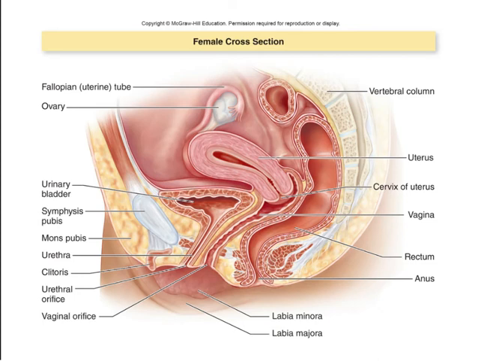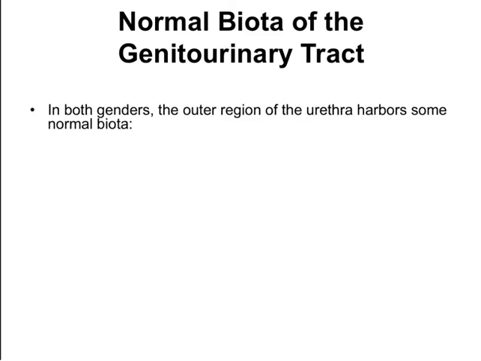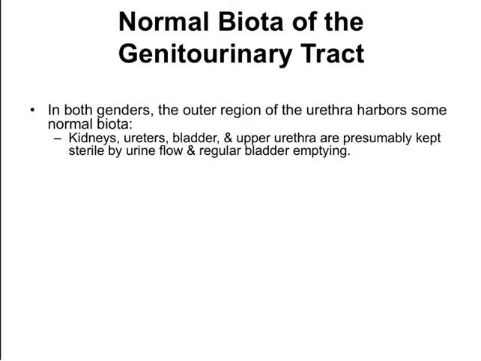In the male, this is a closed system. When the sperm are produced and they move into the epididymis and the vas deferens, that's all one closed tube leading all the way to the exit at the tip of the urethra. Okay, so because the female system is an open system, it's more open to infection as well. So we're going to talk about the kinds of biota that you find in the genital urinary tract.